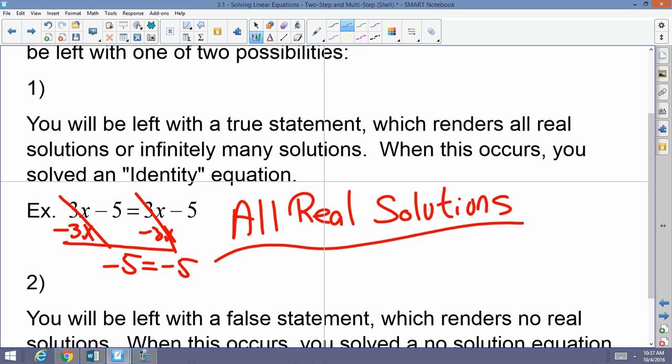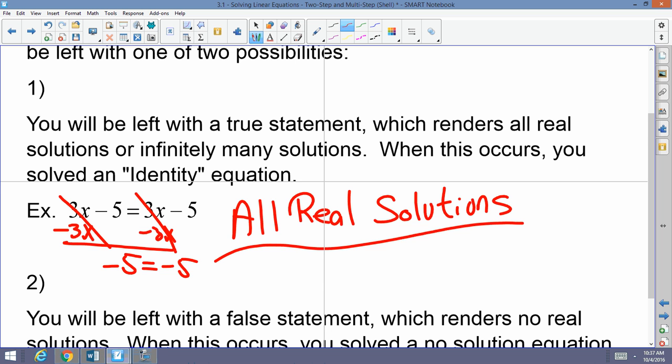I couldn't have said it better myself. You can plug in any real number and the equation will read true. That's what all real solutions mean. It means any real number can be plugged in for x, and you're going to get the same value on both sides. The equation will read true with any real number.